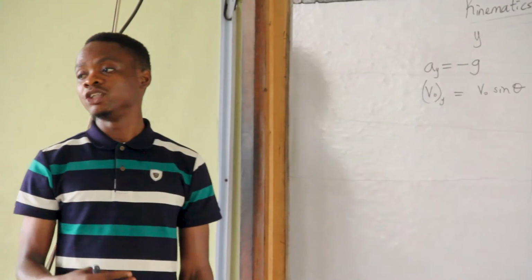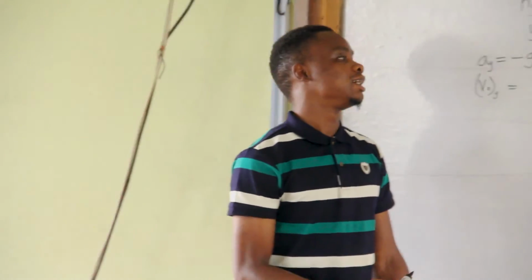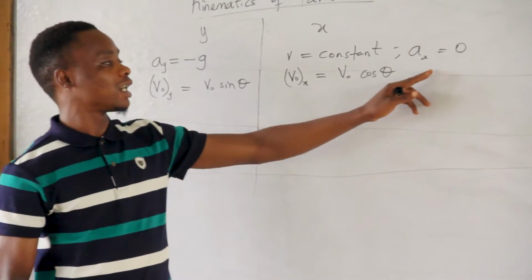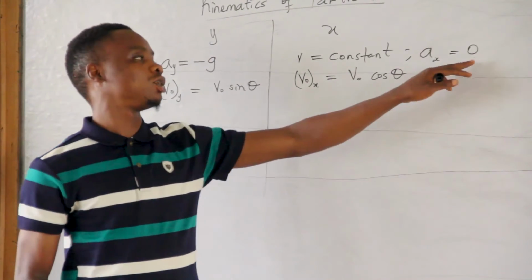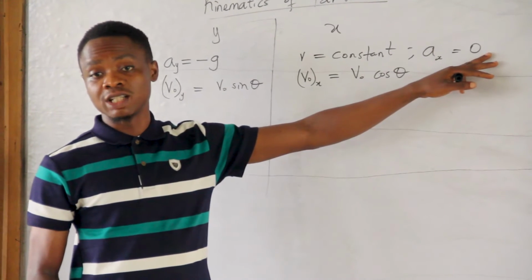So I can use my equations of uniformly accelerated motion. I also know that this is uniform motion. That means I can use my equations of uniformly accelerated motion with acceleration equal to 0. Does it make sense here?